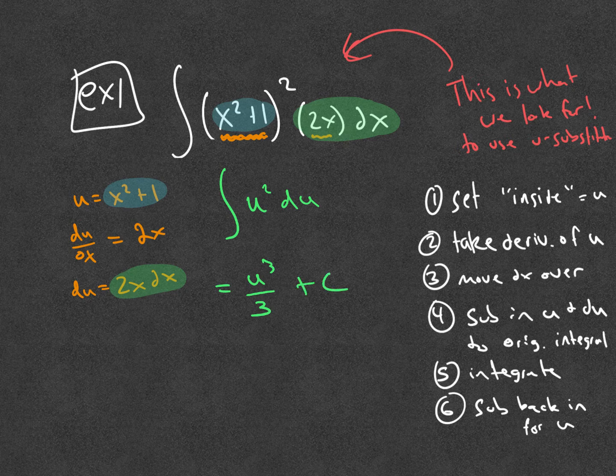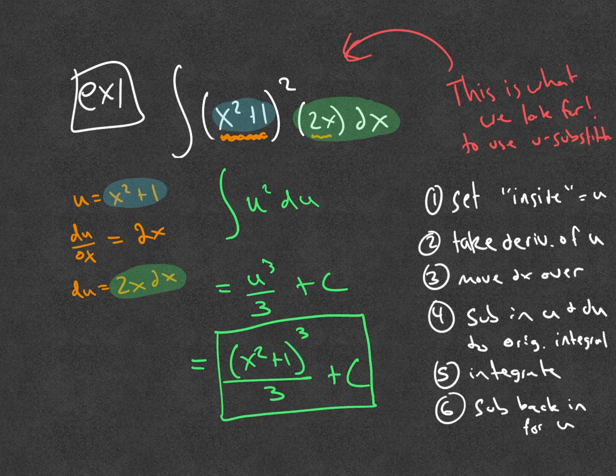And then I'm going to sub back in for u, because I need my original problem there. It's going to be x squared plus 1 to the third over 3 plus c. And that's how we do u substitution. So those steps here are what we just did. So pause it, write those down if you haven't yet, and then we'll do a couple more examples.